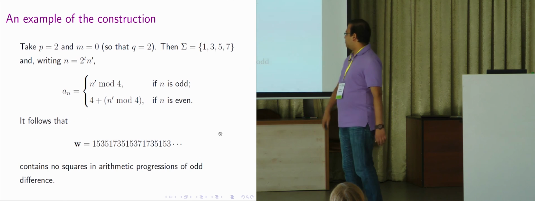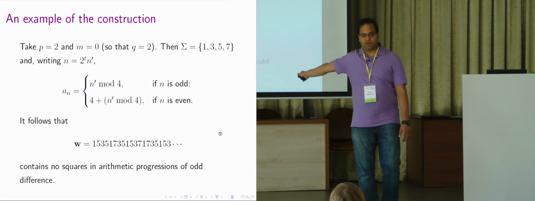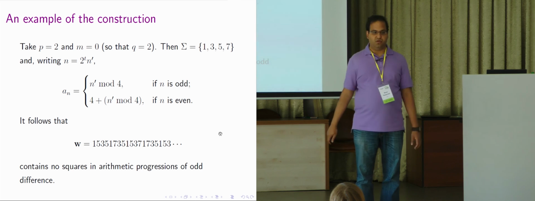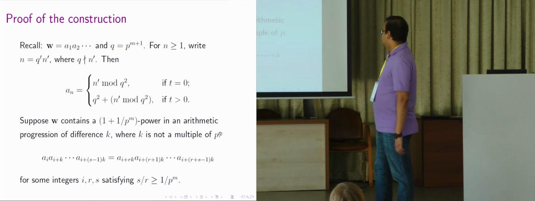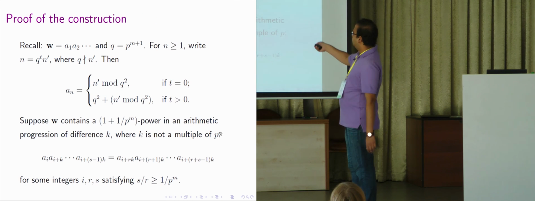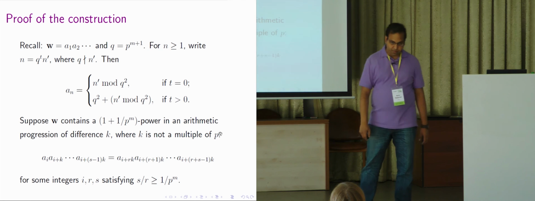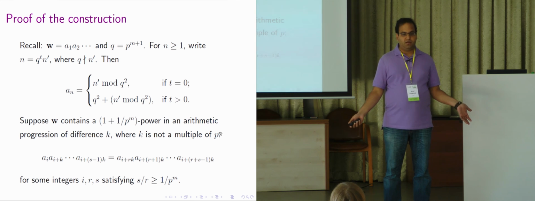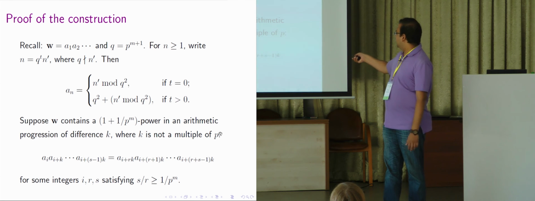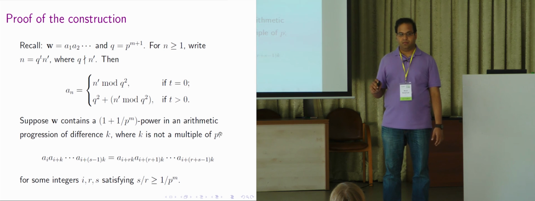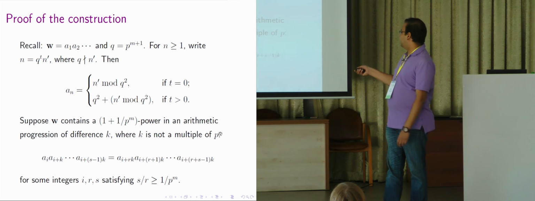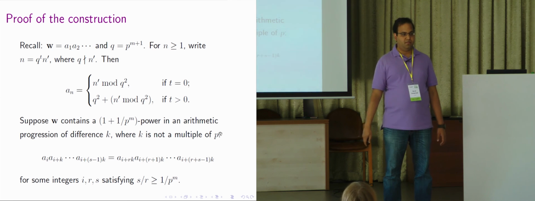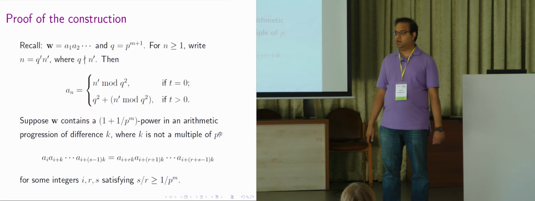Okay, so I think this is as far as we got last time. I showed you the construction, what it looks like. We didn't do the proof. So, okay, here's the proof. This is just reminding you of the construction we just saw. And so the proof is by contradiction, right? You suppose that there is this kind of repetition in some arithmetic progression where the difference is some number k, not a multiple of p, and then we try to get some contradiction.